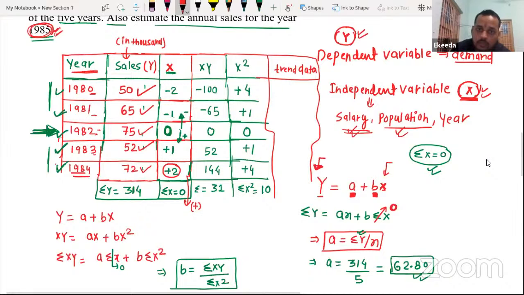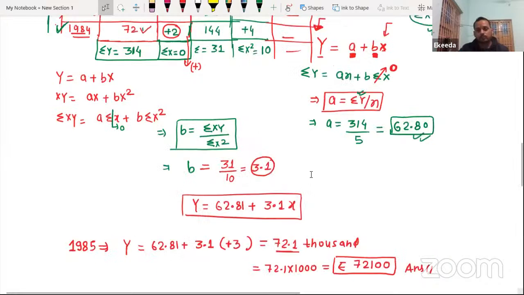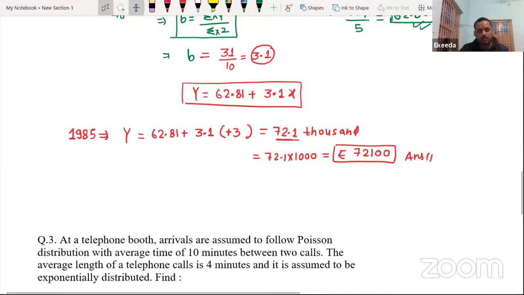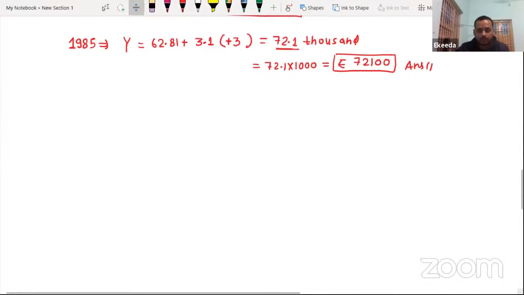Okay, so a new table you can make for the trend data. So these are the actual sales, and you can make a new table for the trend data. For 1980, just put the value of x to be -2. For 1981, just put the x value to be -1. So you will get the trend data for each of the year. And for 1985, we have got this much of answer. So the forecaster will try to forecast this much of rupees, or he will expect that this much of sales is going to be happening.